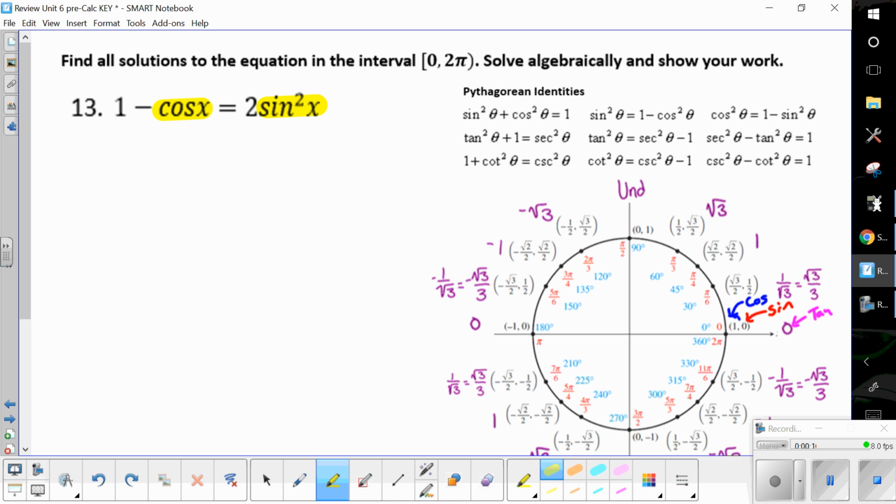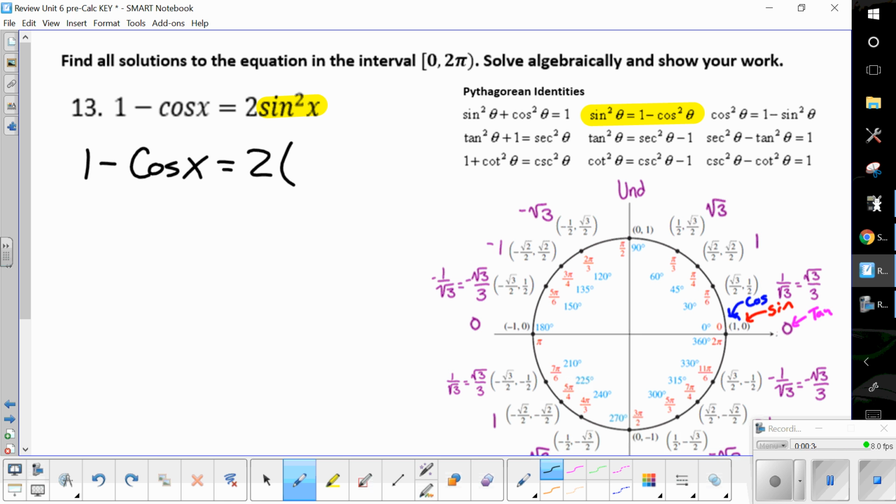So I'm going to start out by changing sine squared of x. And I notice sine squared, looking at my Pythagorean identities, is equivalent to 1 minus cosine squared. I like the fact that I only have to deal with cosine in this problem. So I'm going to rewrite the whole equation. Nothing changes on the left.